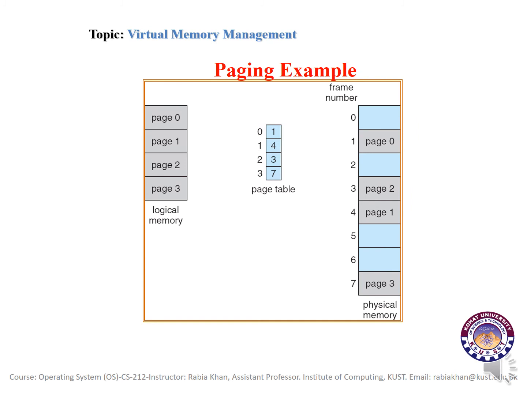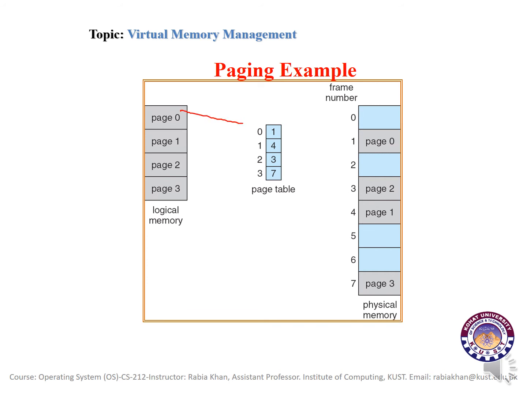The theoretical explanation of the translation process will now be diagrammatically explained over the next few slides. As you can see, a process having 4 pages is residing in main memory. Its corresponding page table shows in which frames all its pages reside. So page number 0 is loaded in frame number 1.